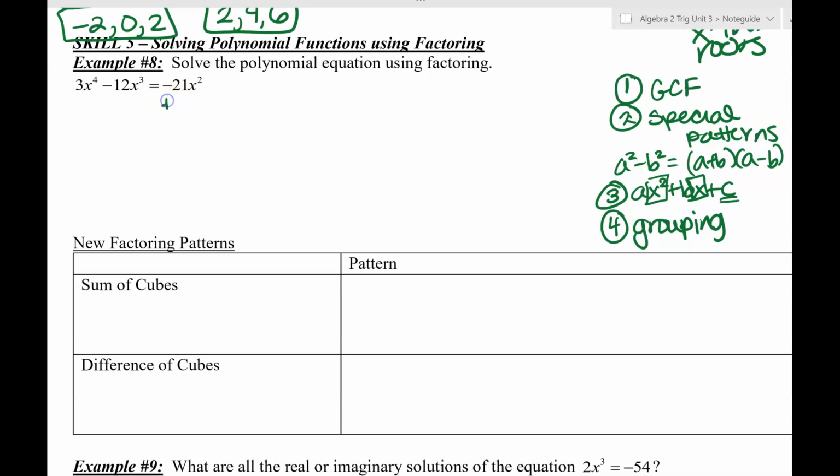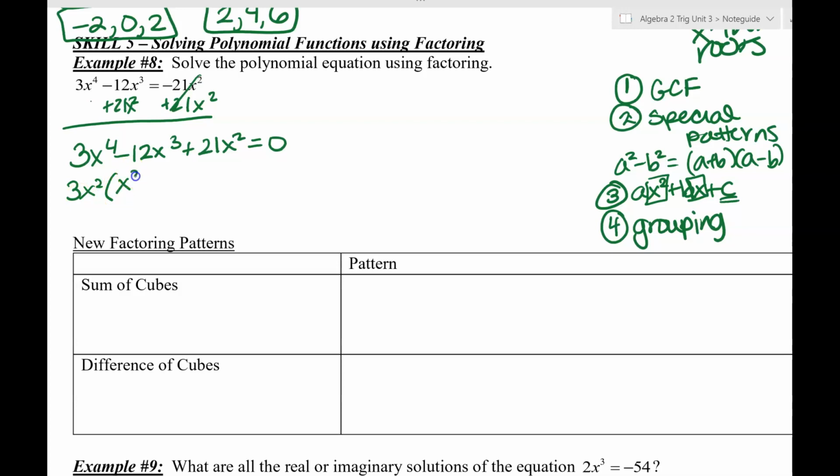So first, we're going to move everything to the same side of the polynomial. Remember, you can only combine like terms. So here I would get 3x to the fourth minus 12x cubed plus 21x squared equals 0. And then I'm going to look here to pull out my greatest common factor. My greatest common factor is 3x squared. Every term has that value. And that leaves x squared minus 4x plus 7.